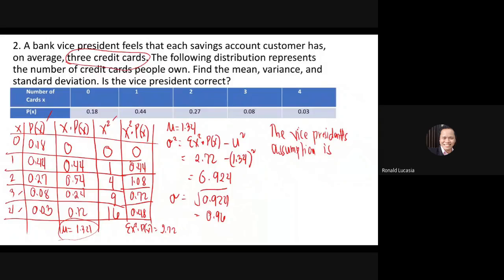So the vice president's assumption is wrong. Because based on our computation, each of their customers, on average, has one credit card only. Kaya 1.34. That's why the vice president's assumption is wrong. Each bank client, you can expand this one, owns one credit card only. Clear? Question so far?